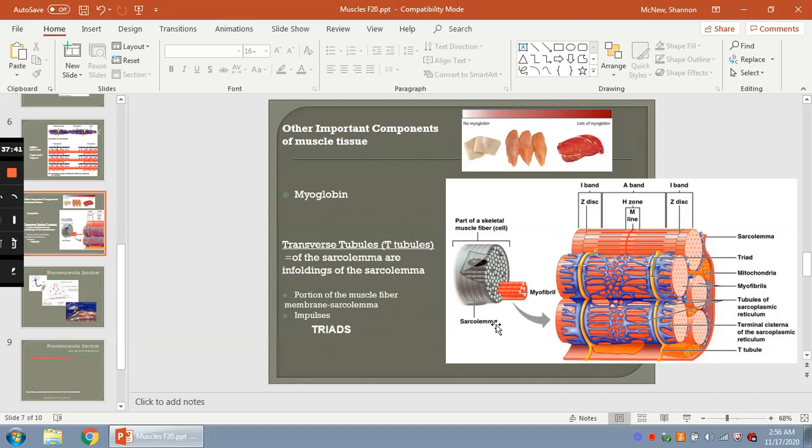However, when we're talking about a triad, I said it's one part T-tubule, and on both sides we find this thicker portion of the sarcoplasmic reticulum. So a triad, 1, 2, 3, is made up of one part T-tubule and two parts sarcoplasmic reticulum.